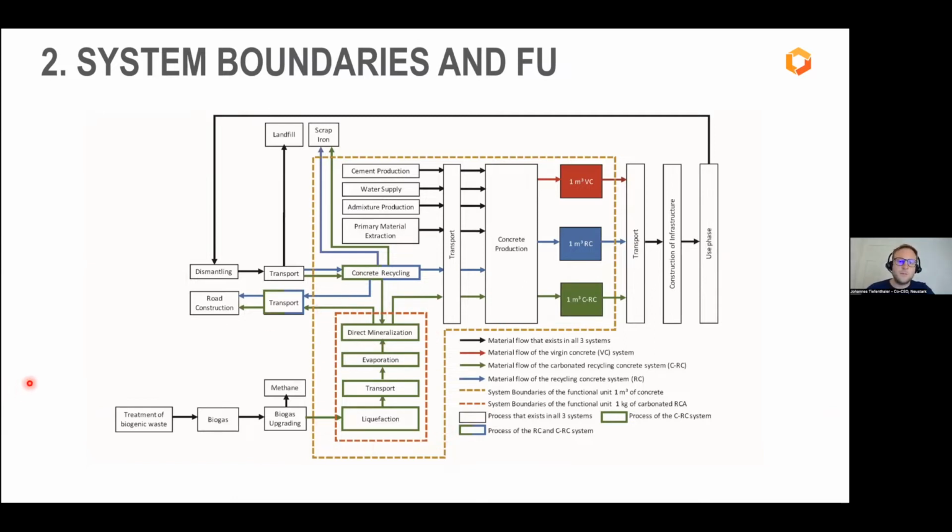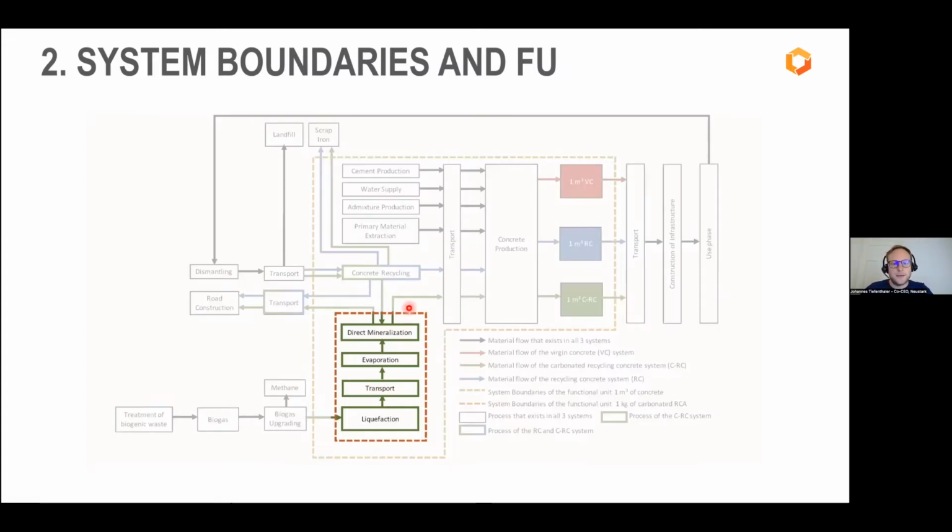And what's also part of today's landscape is biogas upgrading. So the biogenic waste is treated, biogas is produced, methane is produced, and the CO2 is discharged. So the additional steps we actually add to this landscape are these four steps.